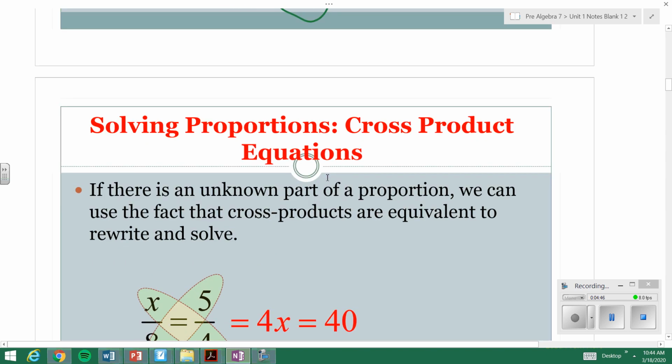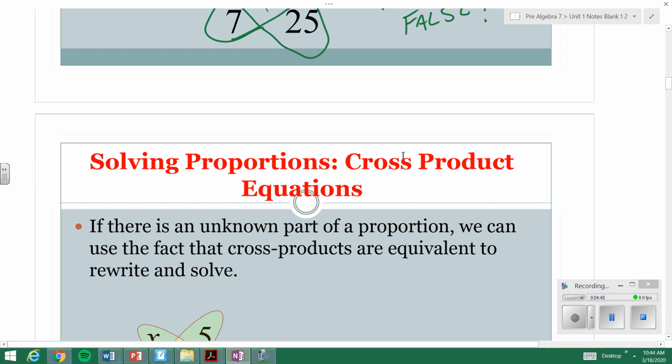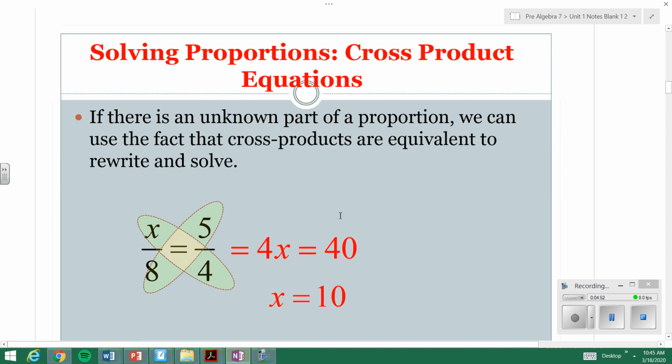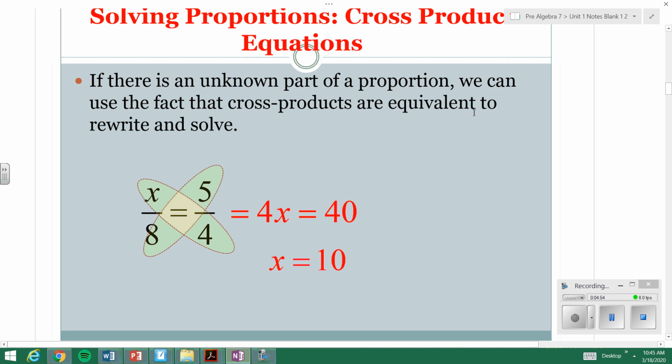So when you're solving a proportion algebraically, if there's an unknown part of the proportion, we can use the fact that cross products are equivalent to rewrite and solve. So if there is a variable or a variable expression, monomial or binomial, in either the numerator or denominator, you can use this cross product equation to go ahead and solve.